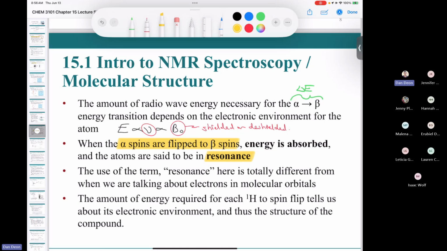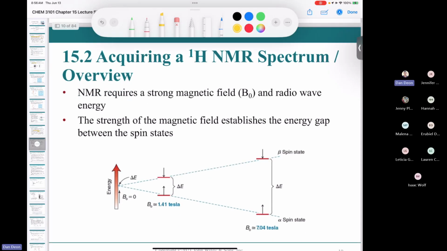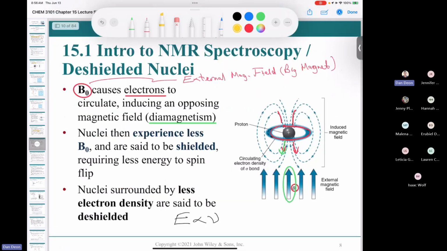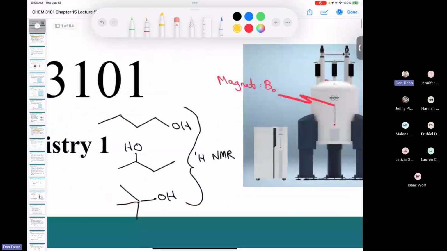So the total amount of energy required for each proton to spin flip tells us about its electronic environment, and it tells us about the structure of the compound. Now, before we get into some more detail on shielding and de-shielding, let's talk a little bit about how you acquire an NMR spectrum. I'll just back up to the picture of the spectrometer here, because maybe you don't have an idea of the scale of the spectrometer.